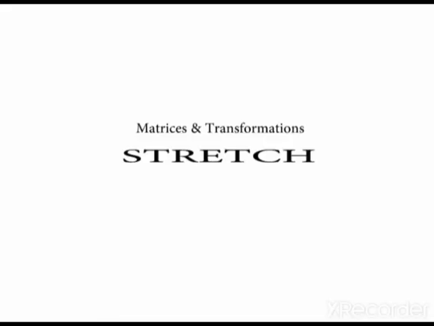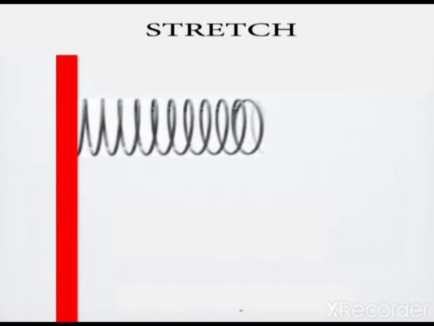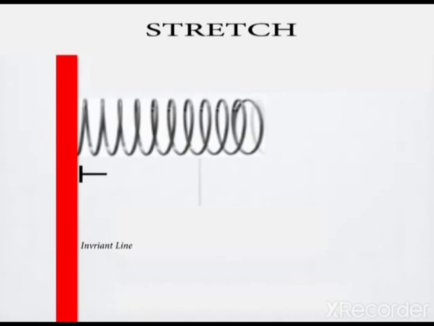Next transformation, stretches. Now consider a spring fixed onto a red surface. If the spring is pulled, it stretches out. When pushed, it compresses back. However, in either cases, the red surface does not move. It is an invariant line. Notice that all the other points on the spring move perpendicular to the invariant line.